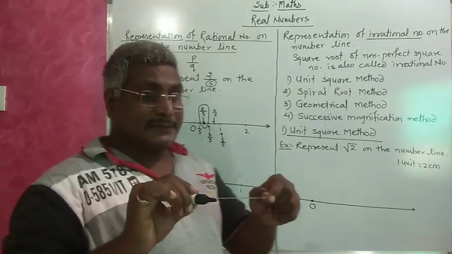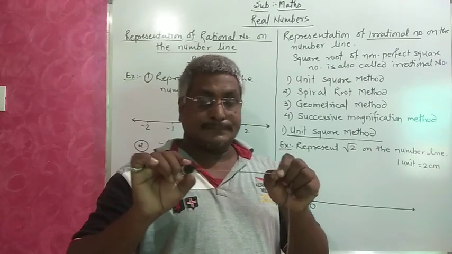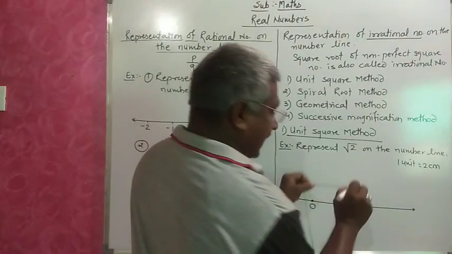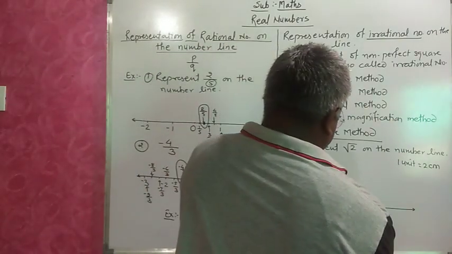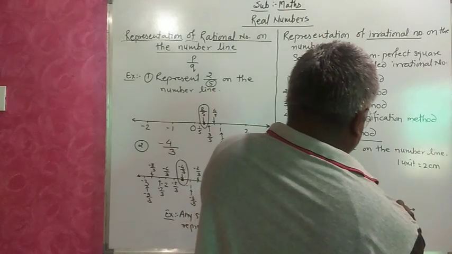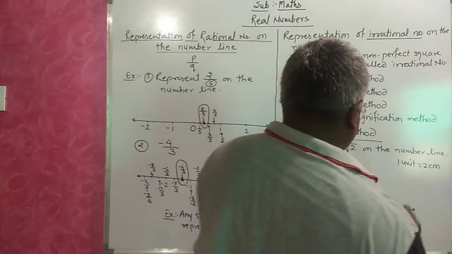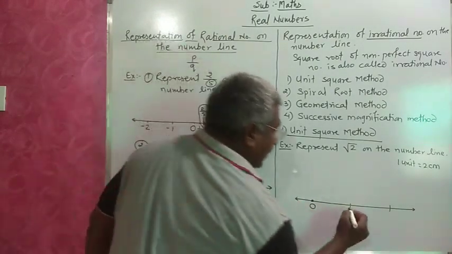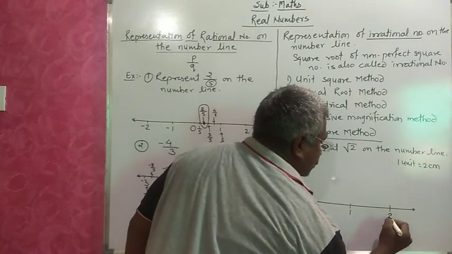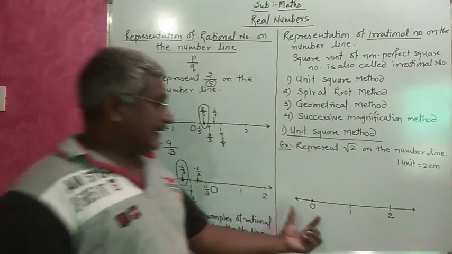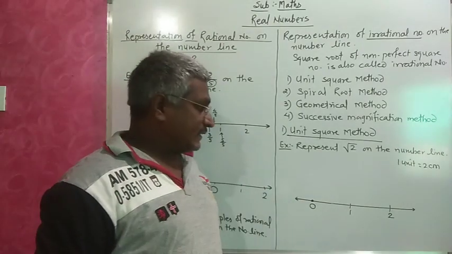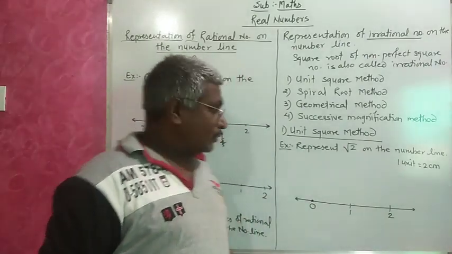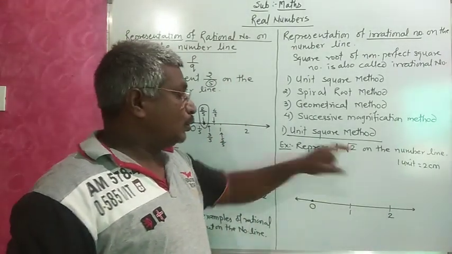Understood, student? So 1 unit equals 2 centimeter I took. I will take the distance of 2 centimeter on the scale. Suppose here it is 2 centimeter. I kept the scale on 0 and marked here. Equal distance is there, student. So now here 1, here 2. It is not the centimeter, it is 1 unit distance. Now we have to find root 2. What has to be represented? Root 2.